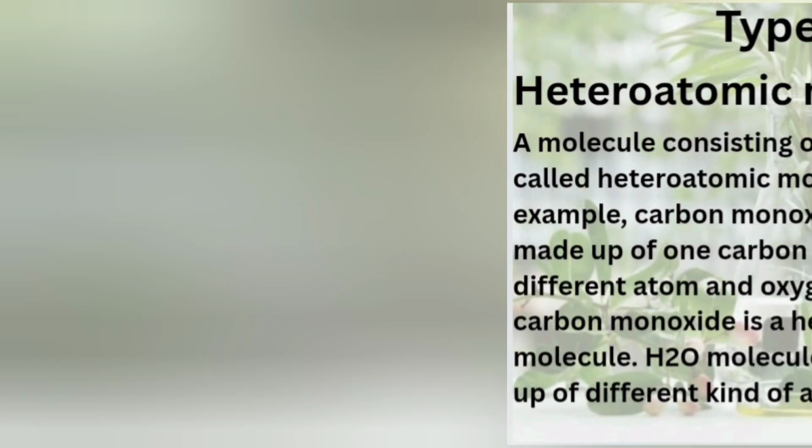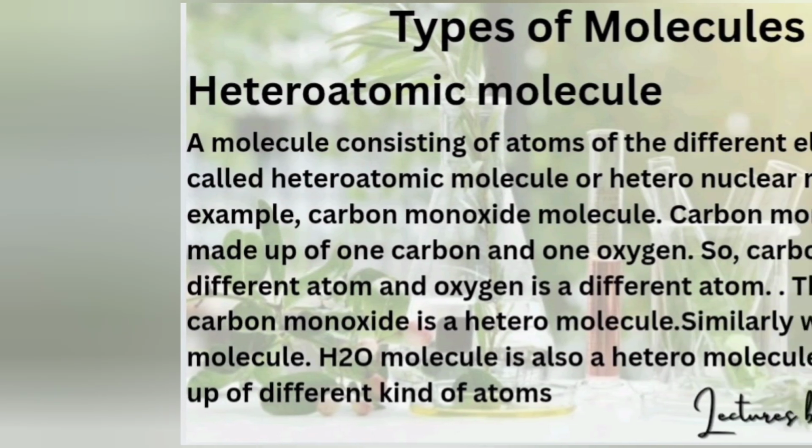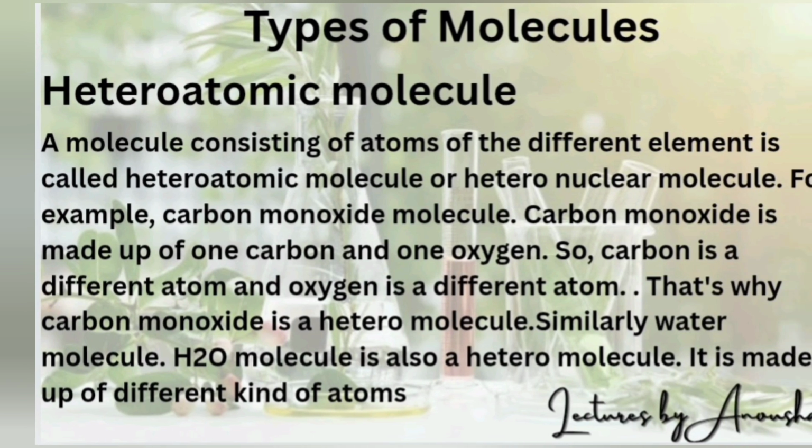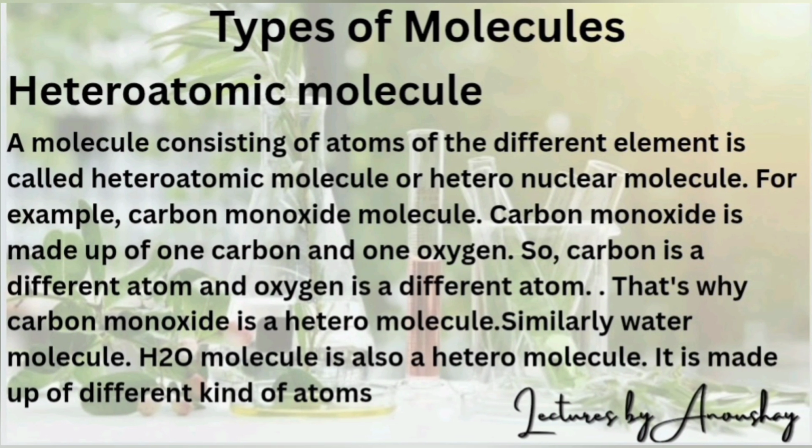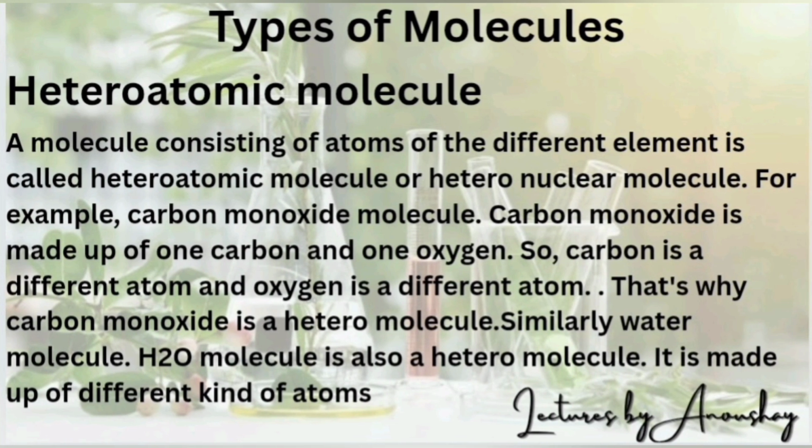Both atoms are the same, so it is also called a homoatomic molecule. Then comes the heteroatomic molecule. Hetero means different. A molecule consisting of atoms of different elements is called a heteroatomic molecule or heteronuclear molecule. For example, the carbon monoxide molecule. Carbon monoxide is made up of one carbon and one oxygen. So carbon is a different atom and oxygen is a different atom. So it is made up of two different atoms. That's why carbon monoxide is a hetero molecule.